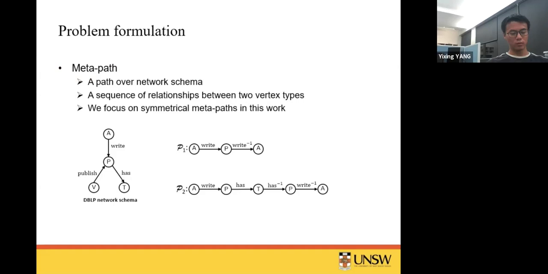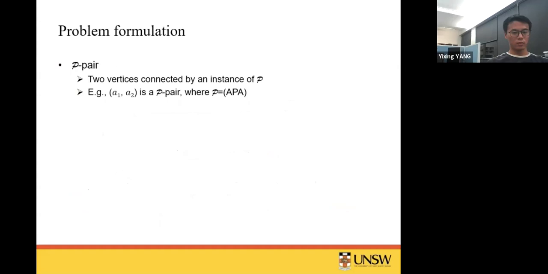Let's see an example. This is a DBLP network schema. This one, APA, is a metapath over a DBLP network, which describes the co-author relationship. And this one, APTPA, is another metapath over a DBLP network. The next concept is P-pair.